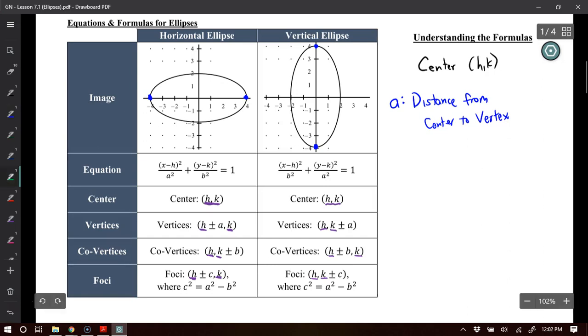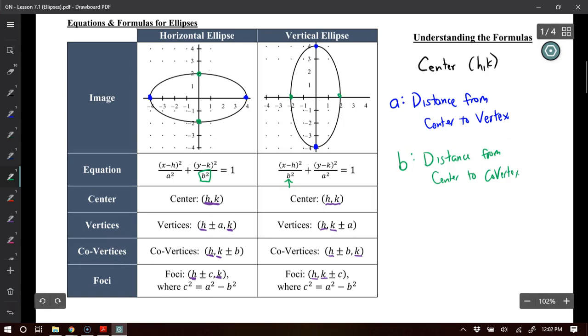The value for B represents visually the distance from the center, because we see everything involves h, k, to a covertex, which is why B is under the Y value for horizontal. These are not as far away. It's on the minor axes. It's your covertices. It's why B is under the X on a vertical, because it's the smaller part on it.